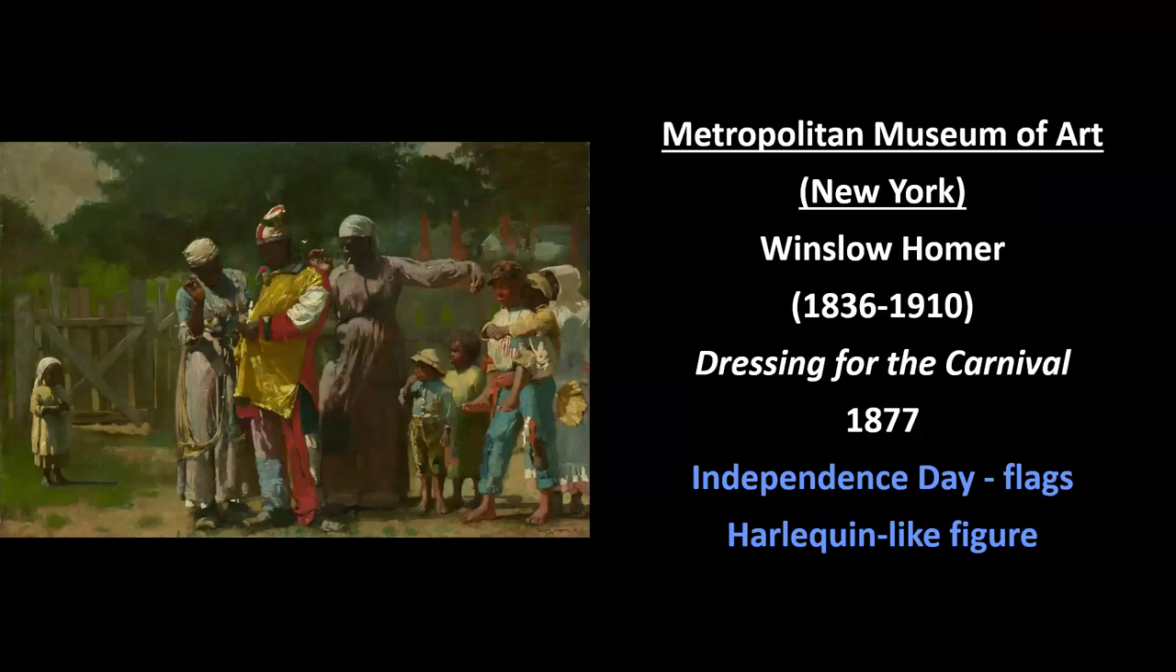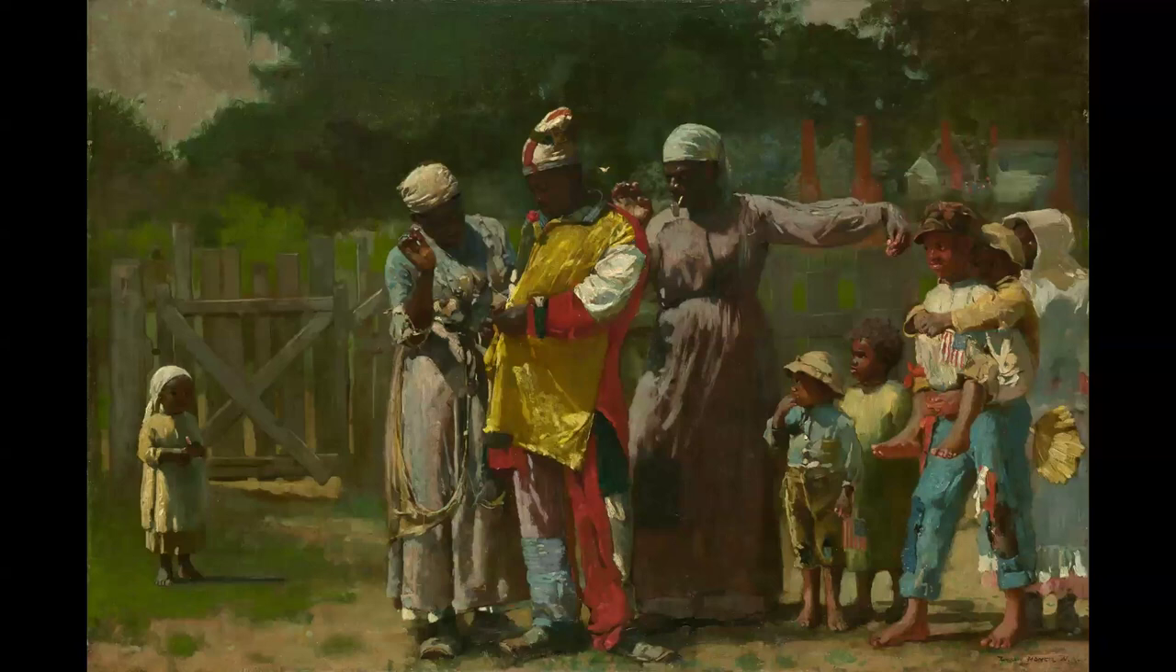And then this is Dressing for the Carnival, at the Metropolitan Museum of Art. This was kind of like an Independence Day type of celebration, but at the same time, the figure in the center has kind of like this Harlequin type attire. You can see this young girl here's got an American flag she's holding, as does Oh, yeah. Dexter.